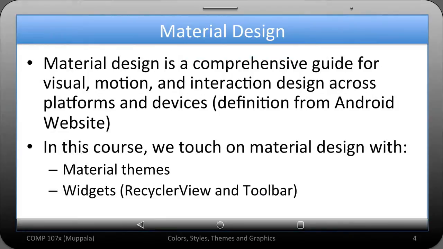So in addition, we will review a little bit of material design. Now, what is material design? If you look at the Android website, material design is defined as a comprehensive guide for visual, motion, and interaction design across platforms and devices. This is a whole lot of words to explain that you can design your user interface to be a lot more colorful, adding a lot of animations and meaningful features that make the user experience with your application a lot more valuable.